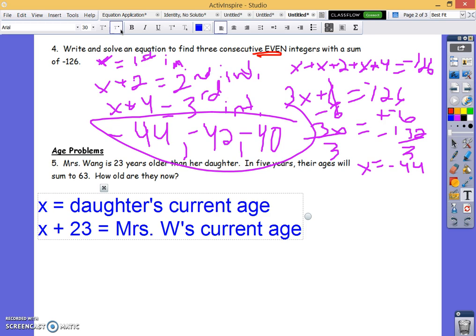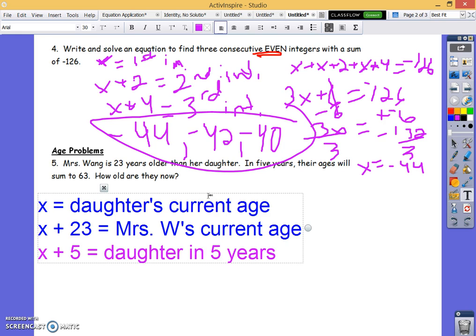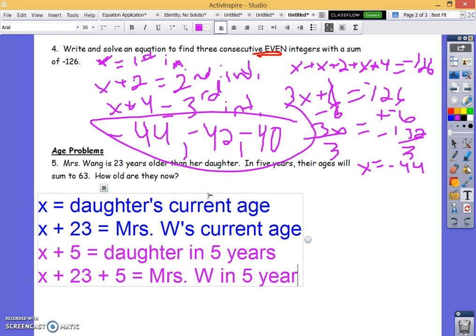So if I know the daughter is X and I know Mrs. Wang is 23 years older, I'm going to have to call her X plus 23. Now, something else that some people like to define is, because it talks about in 5 years, the daughter is going to be X plus 5. So daughter in 5 years, because everyone gets 5 years older. Now, Mrs. Wang in 5 years is this, because she also gets older. Okay, so those are our variables.